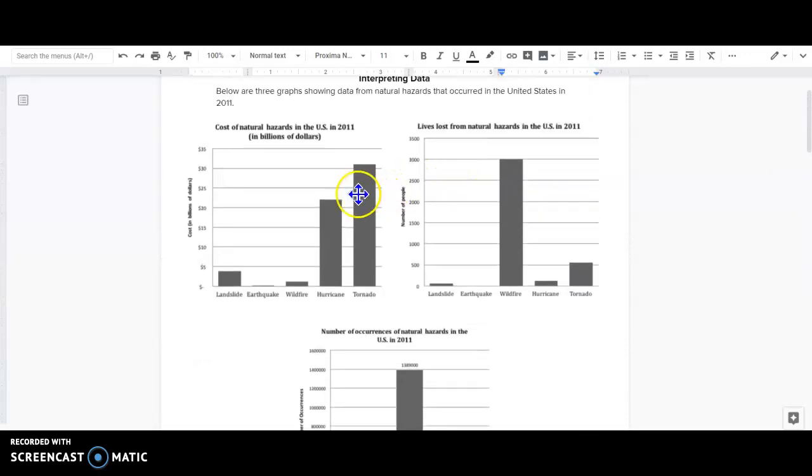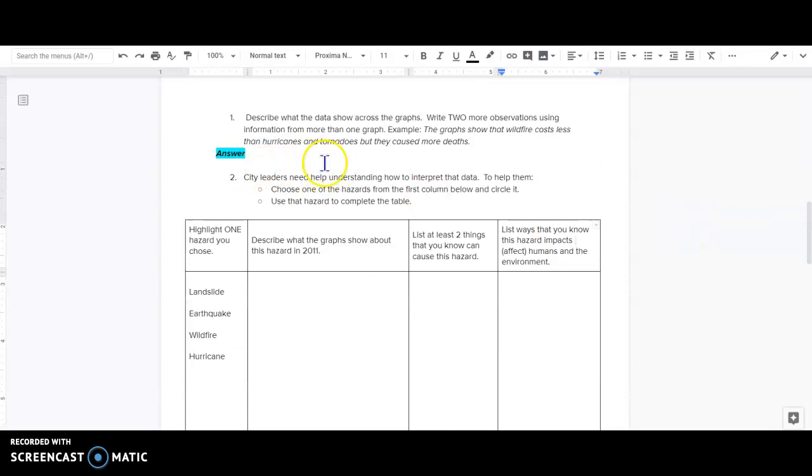So you need to talk about each individual graph. You need to say this graph says this. The most expensive natural disaster costs this amount of money. The least expensive costs this amount of money. This natural disaster had the most. This natural disaster had the least. You have to do that for every single graph. So your answer here to number 1 should be fairly long.